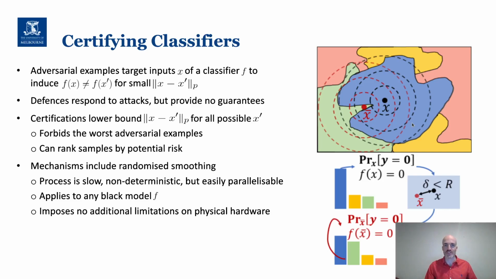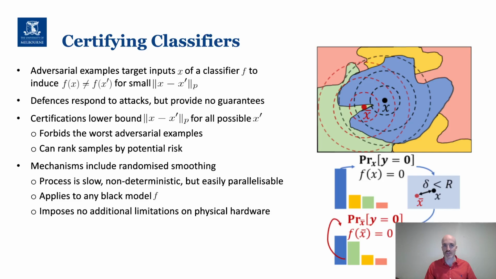So adversarial examples target inputs X of a classifier F to try and induce a change in that classifier's class prediction. So we'd like to find some new adversarial example X prime, which when passed through the model predicts a different class than when X is passed through the model. Of particular concern are adversarial examples which minimize the distance between X and X prime. The reason why this is a concern is that this measure is treated as a proxy for our ability to detect the presence of an adversarial example, either through programmatic means or through human intervention.